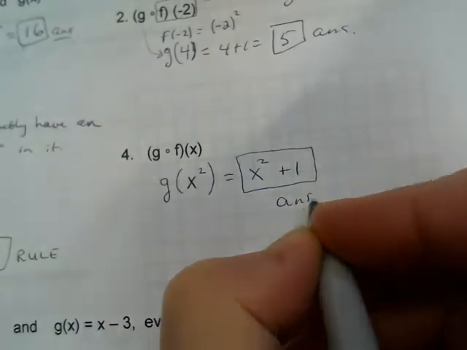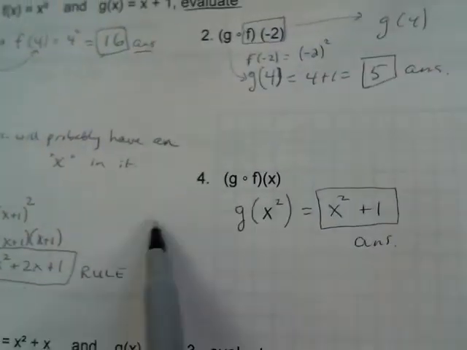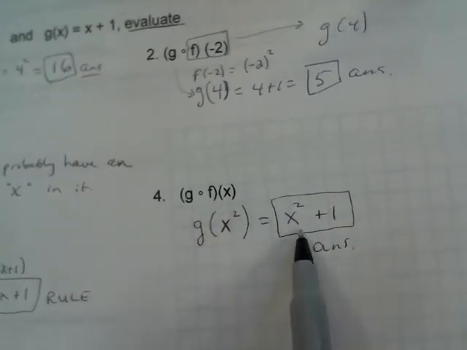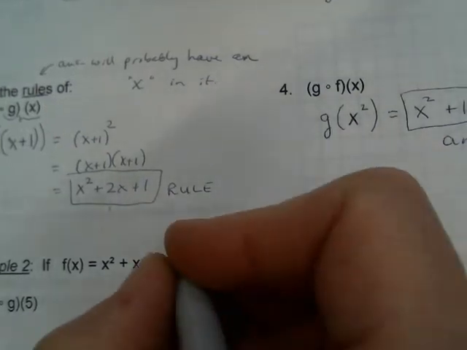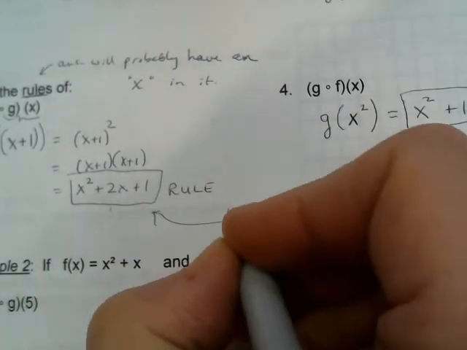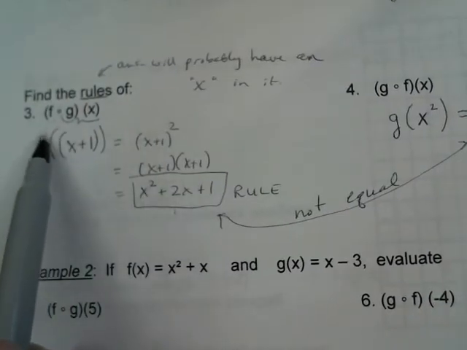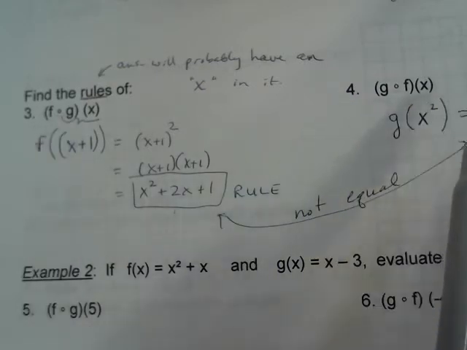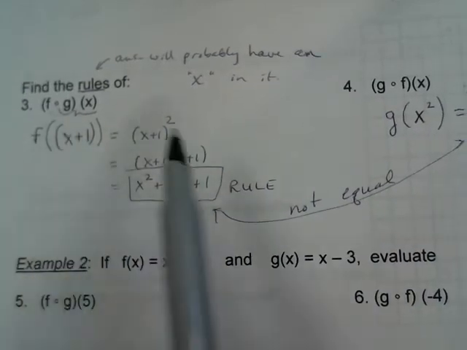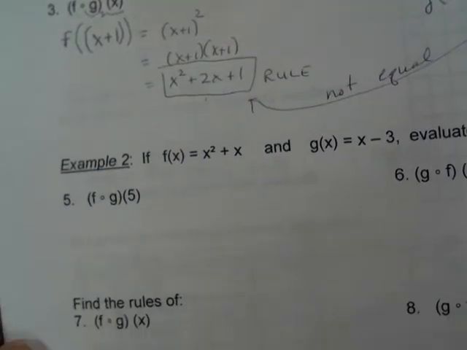So you can see that f of g of x has a rule, g of f of x has its rule, and notice they're not equal to each other. Might want to put this down. Not equal. So in other words, composition is not commutative, right? Like if you do f plus g, it would be the same thing as g plus f, but not composition. They're not commutative.